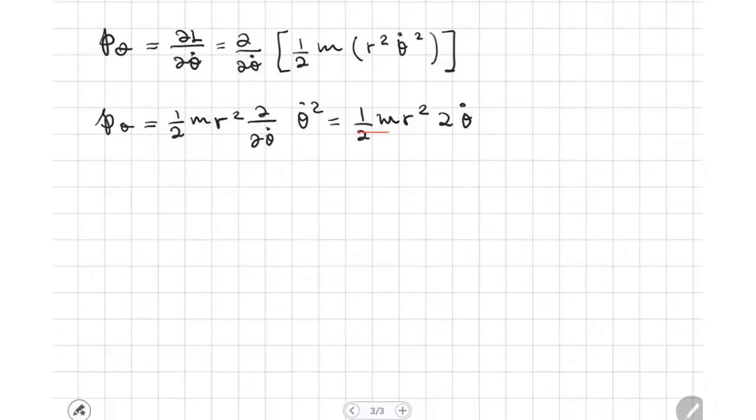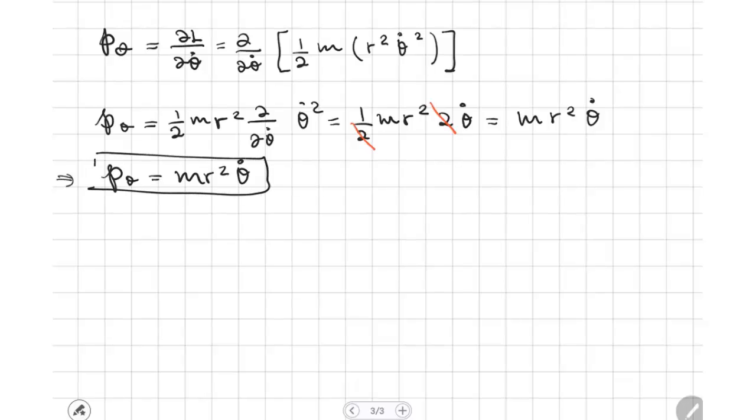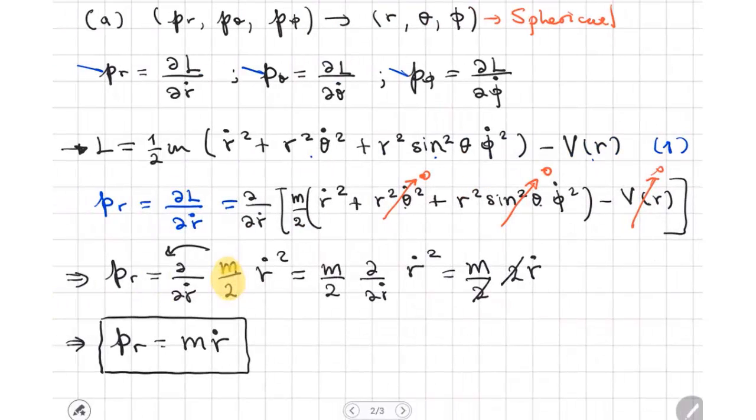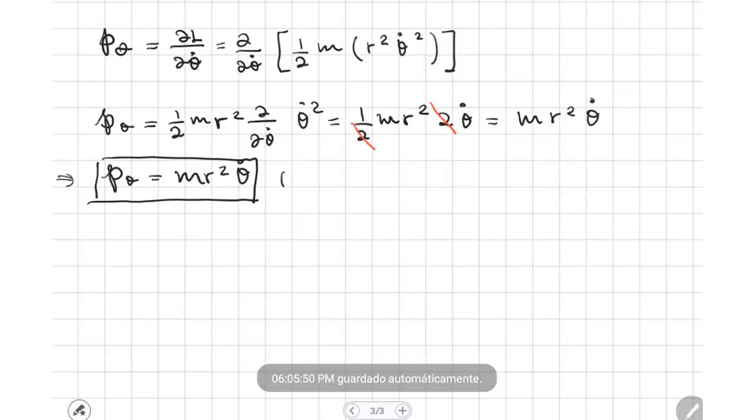If we see, these two cancel with these two as well, and the result is going to be m r squared theta dot. So p theta is equal to m r squared theta dot. Okay, guys, let me write this down again. So I'm going to call this equation p r number 2, and I'm going to call this equation p theta number 3.